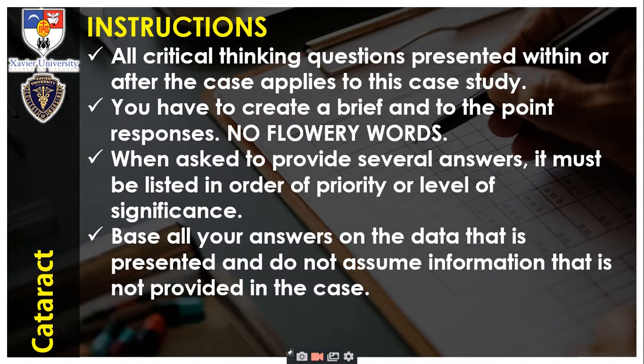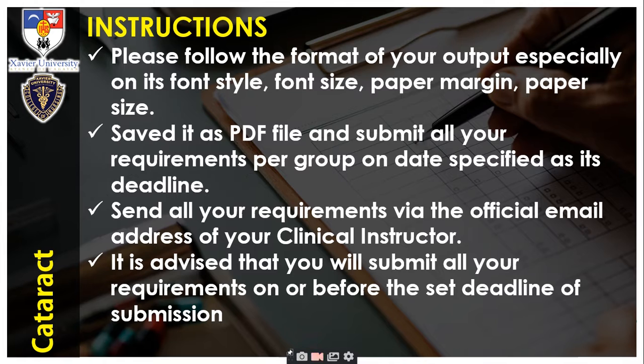And also, for the reminders of the instructions, please allow me to read this. All critical thinking questions presented within or after the case apply to this case study. You have to create brief and to-the-point responses, no flowery words. When asked to provide several answers, they must be listed in order of priority or level of significance. Base all your answers on the data that is presented and do not assume information that is not provided in the case. Further, please follow the format of your output, especially its font style, font size, paper margin, and paper size. And I know you know it already.